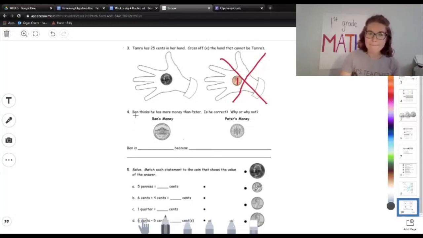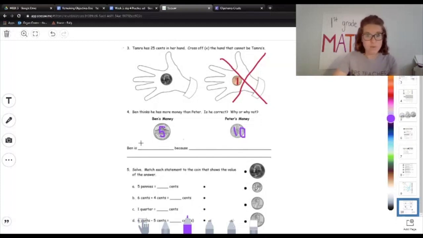Okay, let's read our next problem. It says, Ben thinks he has more money than Peter. Is he correct? Why or why not? So here we have Ben's money, and here we have Peter's money. So I want you to write, how much money do they each have? Label on your coins. Good, Ben has 5 cents. This is a nickel. And Peter has 10 cents. Good. So let's look at the problem again. It says Ben thinks he has more money than Peter. Does Ben have more money? This is Ben's. No. So is he right?